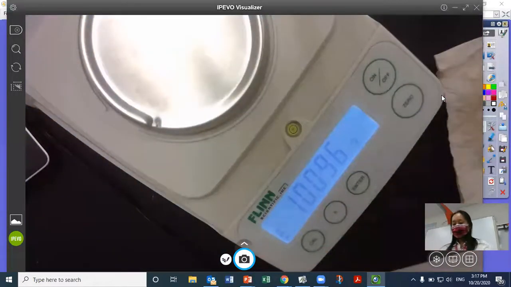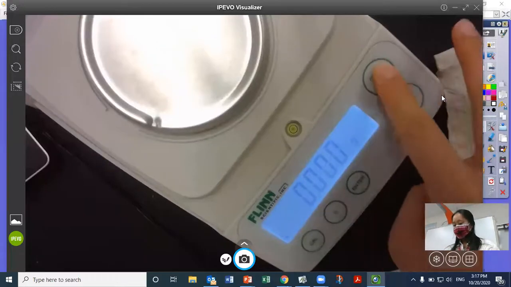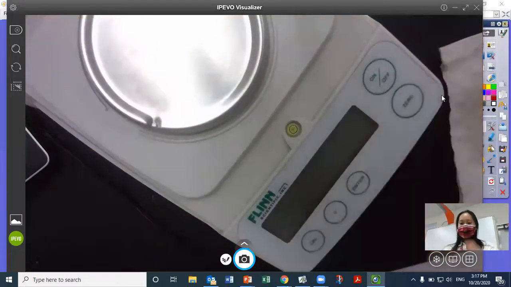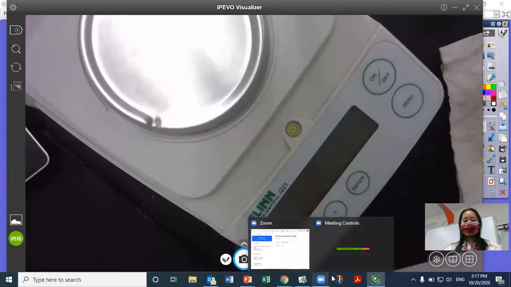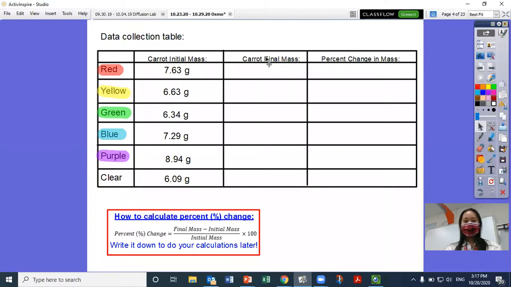Okay. So now that we have our carrots inside of our solution, we're going to wait 24 hours. So you should have all your tables and graphs ready to go and set up so that you can go ahead and take the rest of the data when we do our final mass video, and then our percent change in mass calculations.